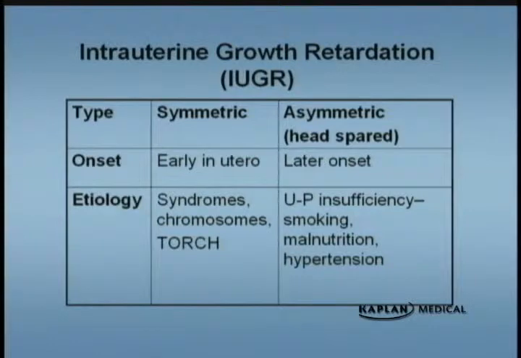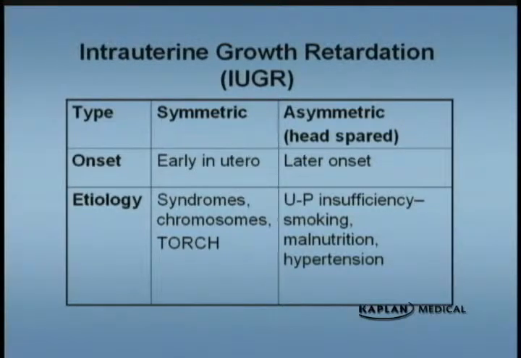And you have a listing there of some of the things that may cause each one. And we put that table there so you can start thinking along those lines when they describe a baby. So with the symmetric, you think of syndromes, genetic problems, chromosomal problems, or the TORCH infections, which we'll discuss in a little while. The asymmetric, you worry about anything that causes less oxygen going to the brain, to the body, or less nutrition, what we call utero-placental insufficiency. The UP stands for utero-placental insufficiency.